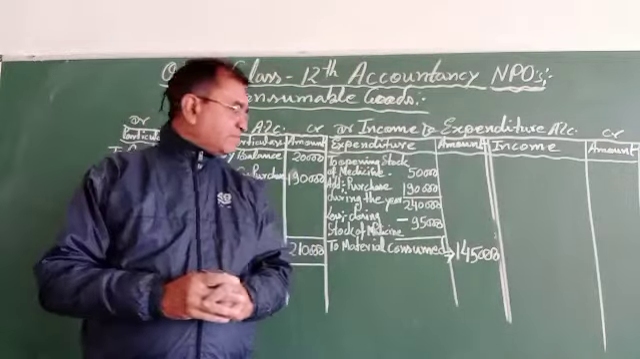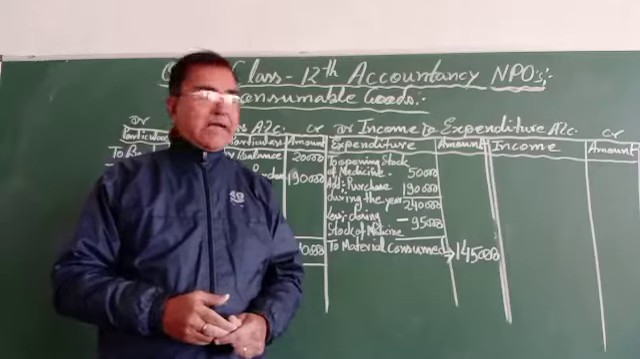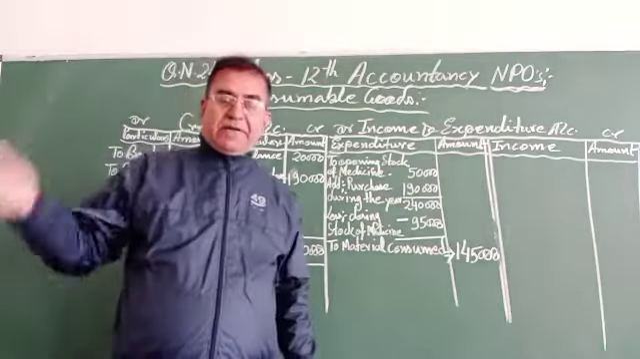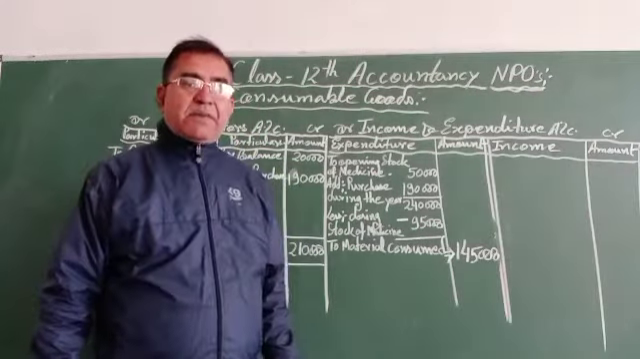Keep on watching, and it is debited to the income and expenditure account. Thank you very much, and the closing stock of material will be shown on the asset side of the balance sheet.